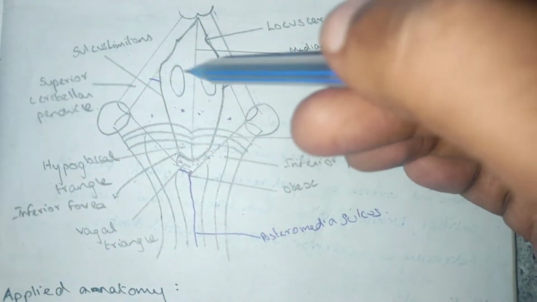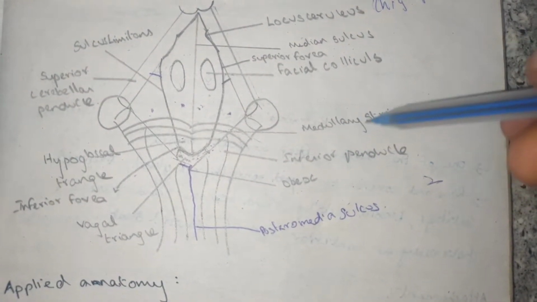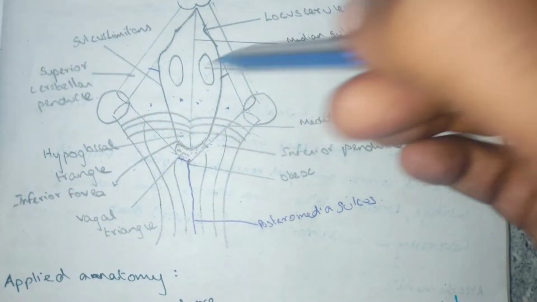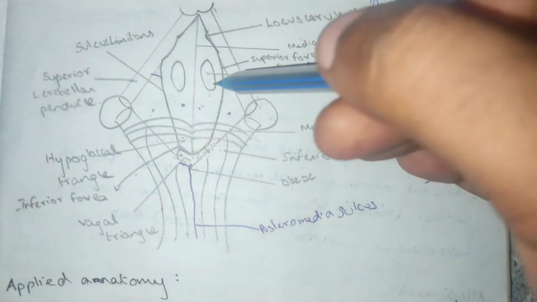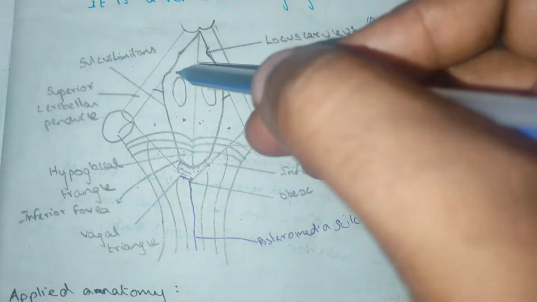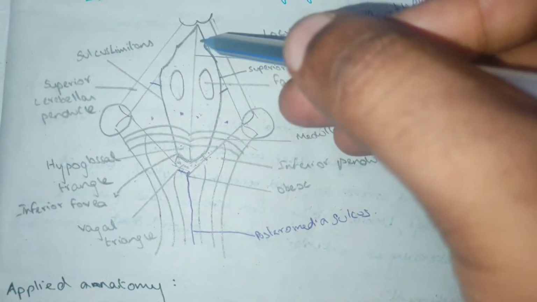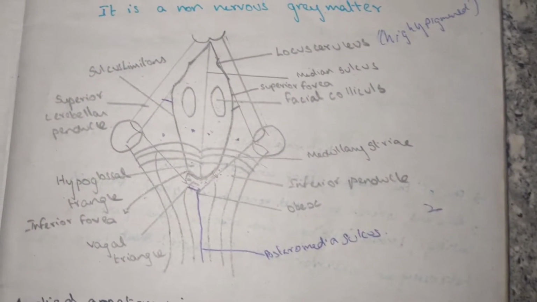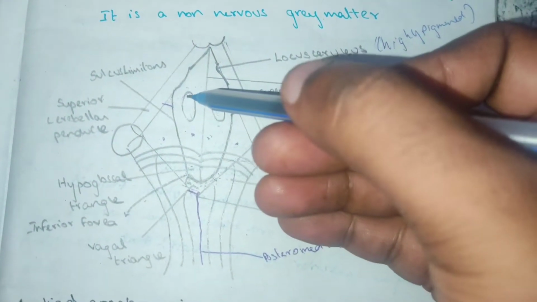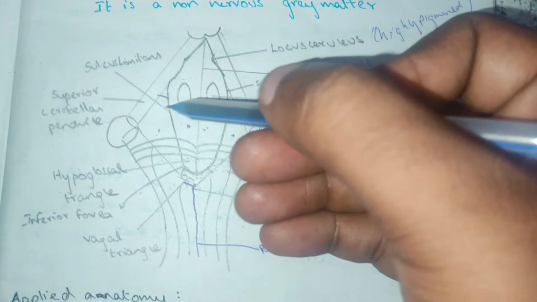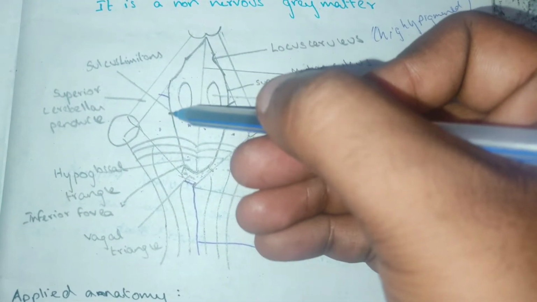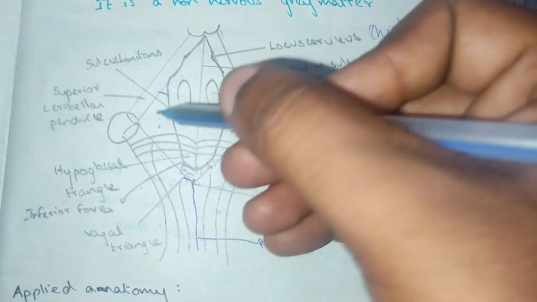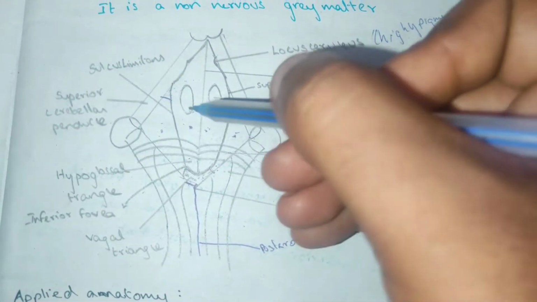It is the floor of the fourth ventricle. It is divided into upper part and lower part by the medullary stria. This is the upper part, and this one is the lower part. It is divided into right as well as left by this posterior median sulcus. It is located posteriorly, so it is known as the posterior median sulcus. And this right and left part is divided into medial and lateral by a line known as the sulcus limitans. Here it is medial and it is lateral.